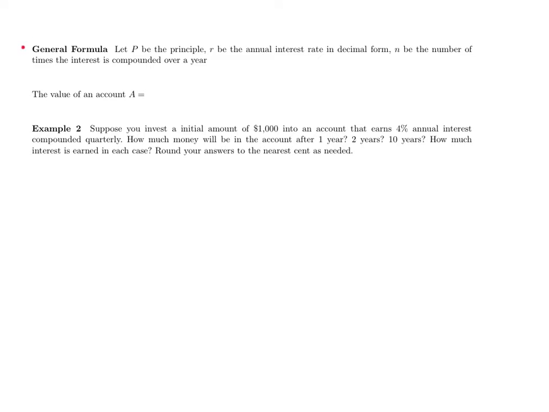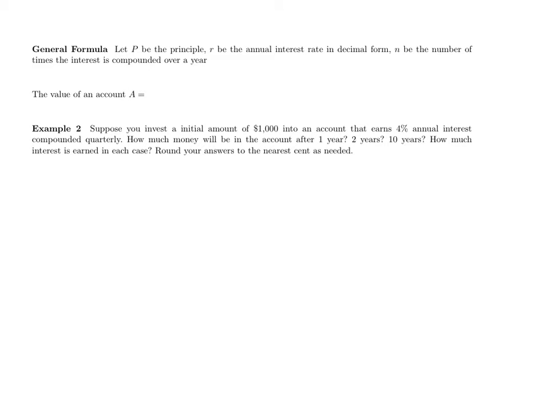Now let's discuss a general formula for compound interest. I'll again let P represent the principal, that's the amount that we invest. R is going to be the given annual interest rate in decimal form. But what's new is N is going to represent the number of times that the interest is compounded over the course of a year. So in the previous example, N was equal to 1. We applied the interest rate just once.